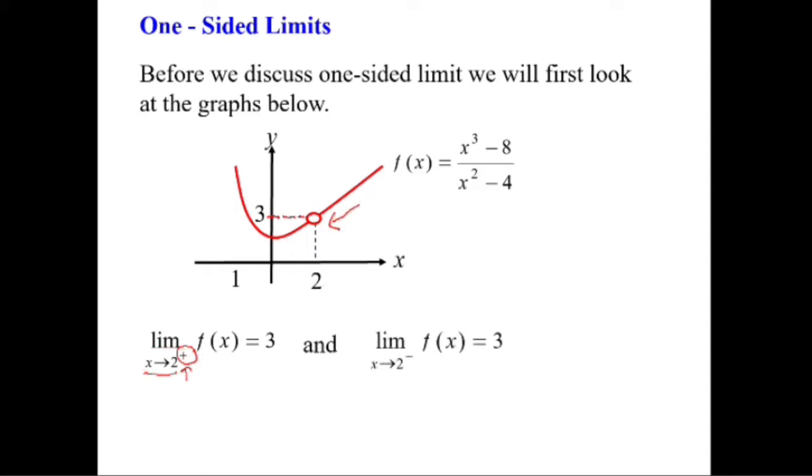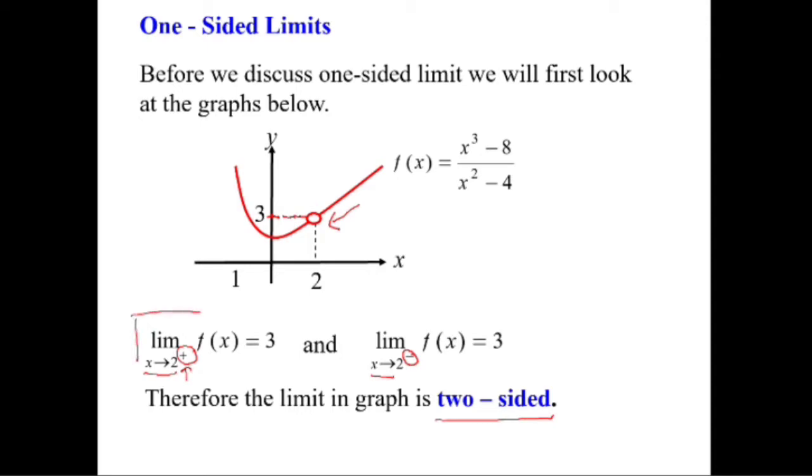And then when we look at the value of x from the left side, where it has a superscript of negative, the value of the limit is 3 because y is approaching 3. This is what we call a two-sided limit, because we can find the value of the limit from the left and also from the right side of function f.